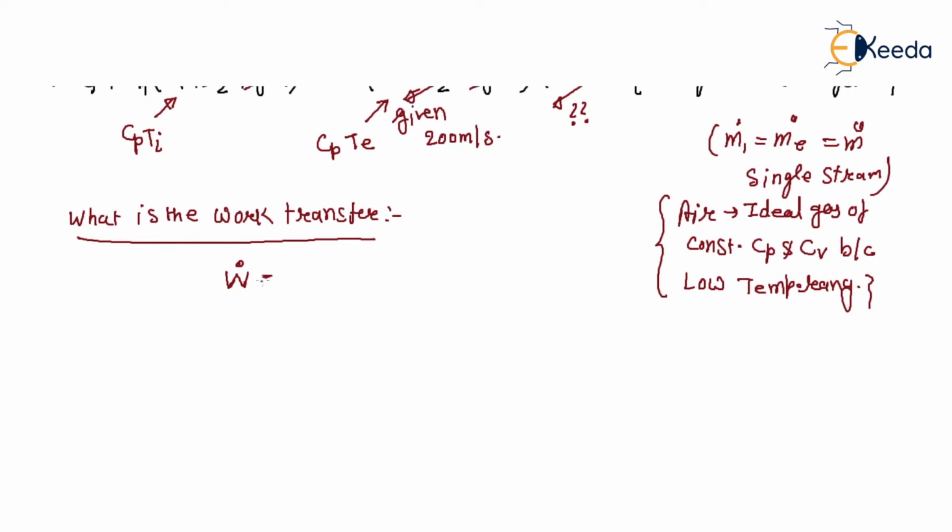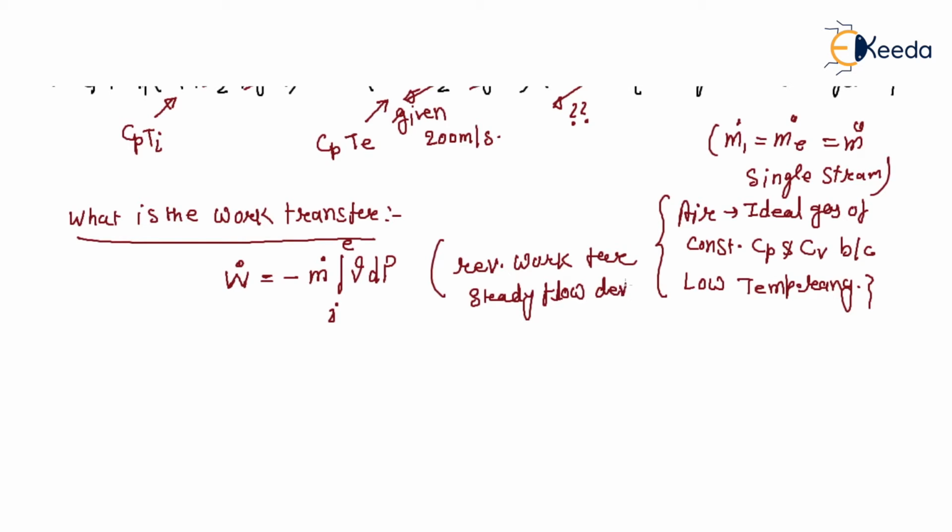W dot is equal to, for an open system, minus m dot integral of v dP from inlet to exit. This is the reversible work for a steady flow system, a steady flow device. So this is your work transfer. This is reversible work.